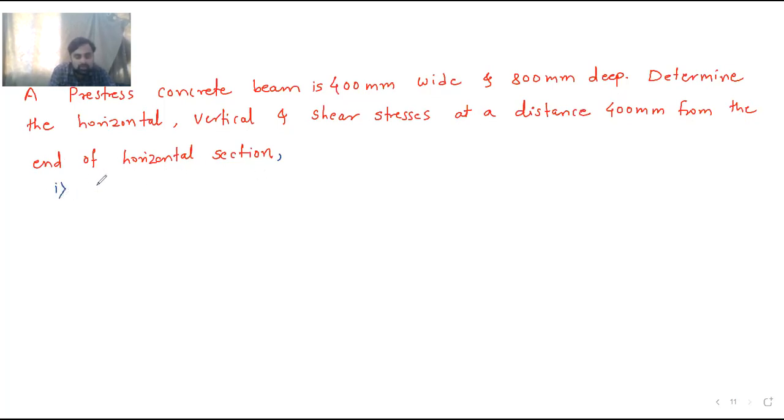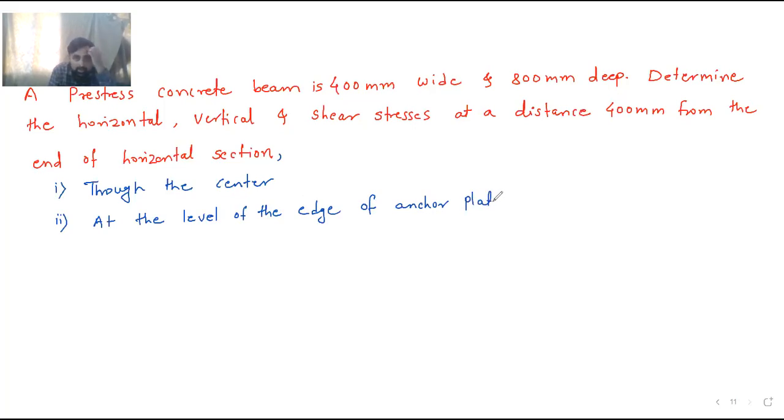First, which horizontal section? Through the center. And second, at the level of the edge of the anchor plate. So one point is given at the edge of the anchor plate, and the other plane is through the center. We need to calculate for both of these.